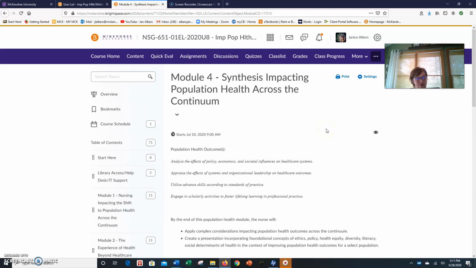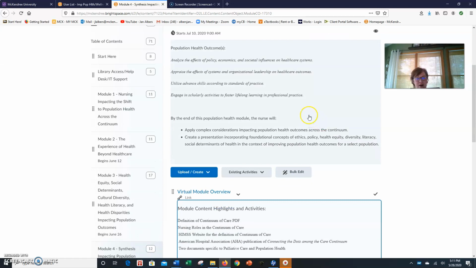We are in our final module, and this is where we're putting everything together. This is our synthesis module that we will be looking at, impacting population health across the continuum. With that, our aggregate outcomes for our course are listed, as well as our specific objectives for this module.